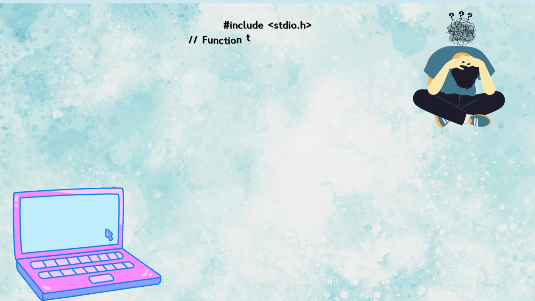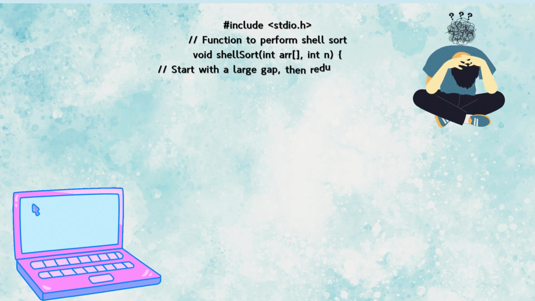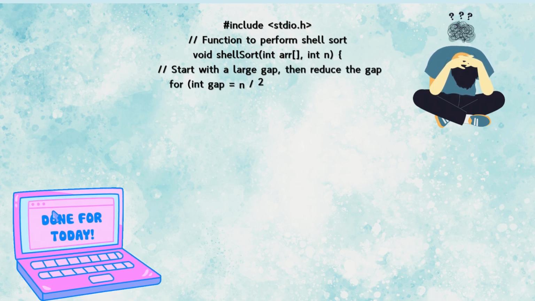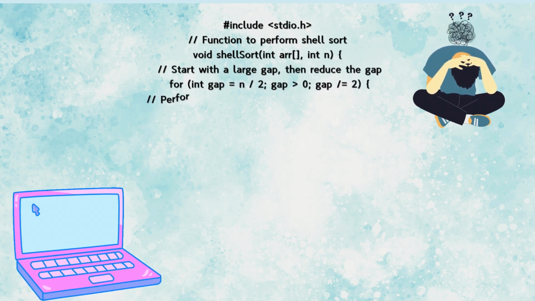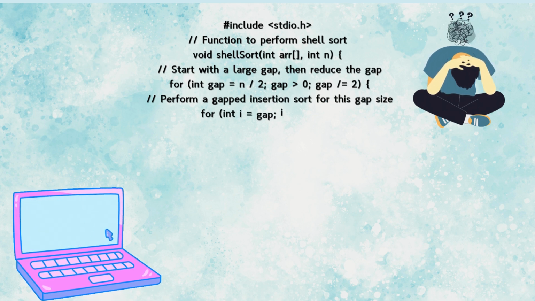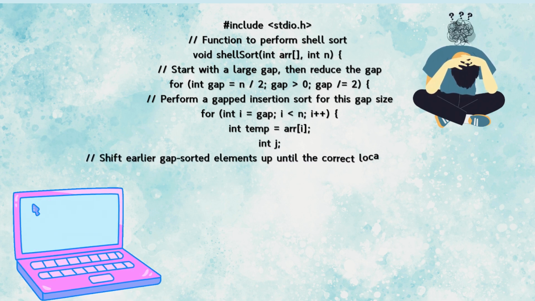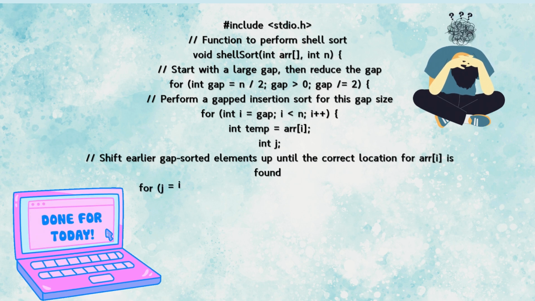#include <stdio.h>. Function to perform shell sort. void shellSort(int arr[], int n). Start with a large gap, then reduce the gap. for (int gap = n/2; gap > 0; gap /= 2). Perform a gapped insertion sort for this gap size. for (int i = gap; i < n; i++). int temp = arr[i].